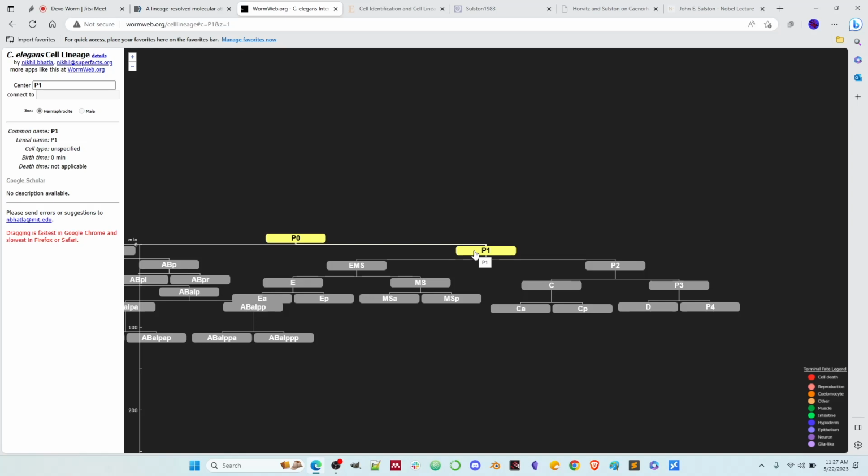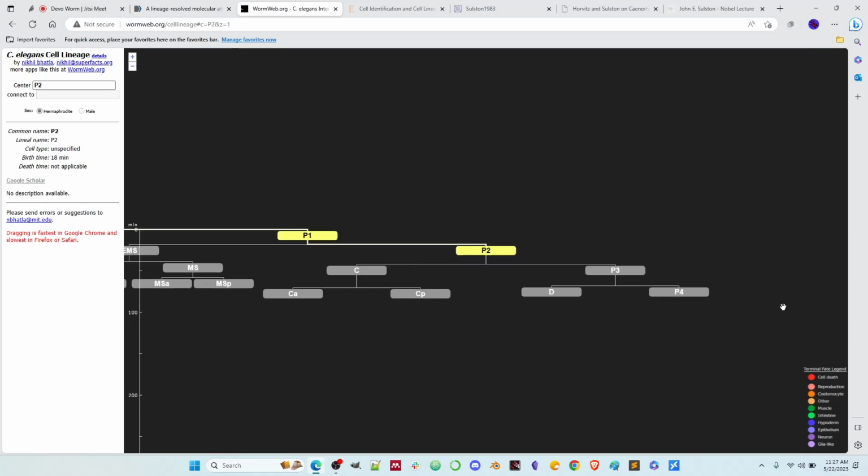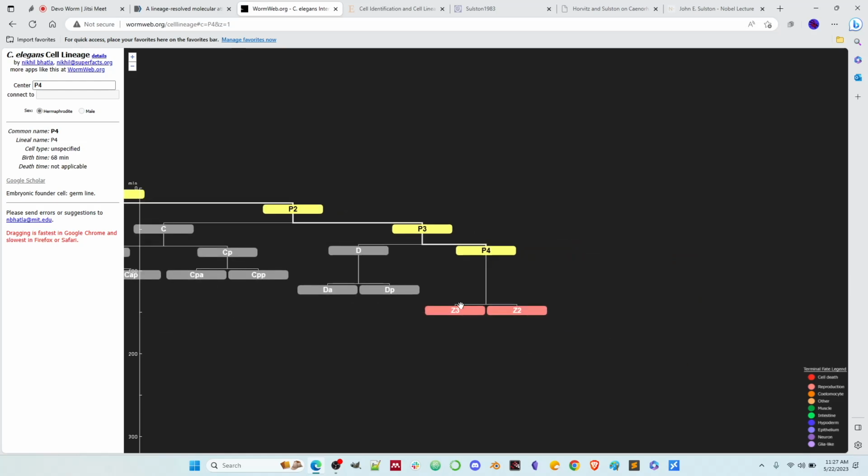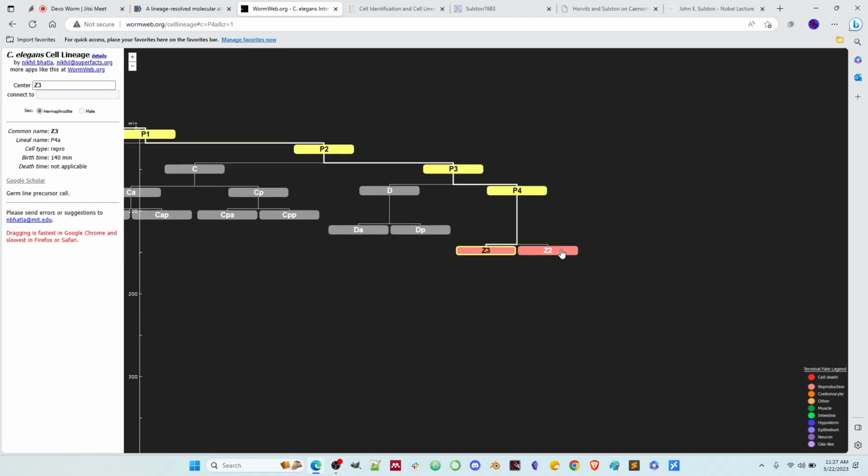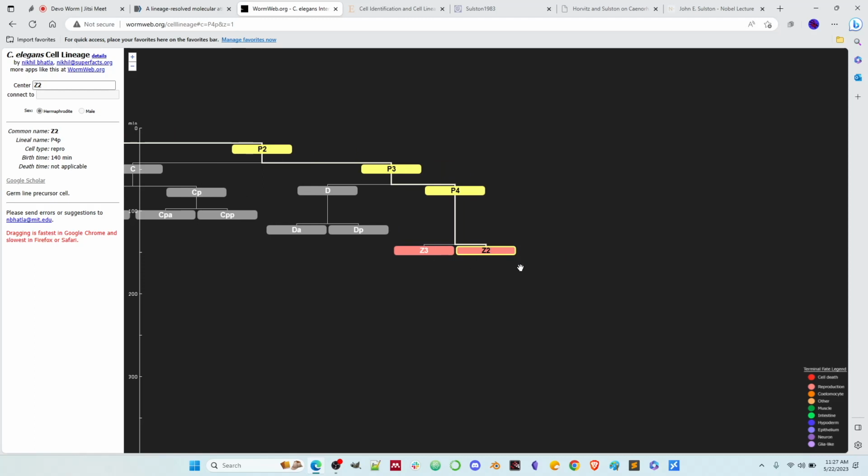Hermaphrodites can self-reproduce. They have both male and female sexual reproductive organs. But those are all part of what we call the germline, which are cells that are sequestered away early in development to protect them from mutations. So we have P1, P2, and then this P lineage, P4 goes out to the Z. And the Z lineage, or these Z divisions, are germ cells. They're not shown to divide here, but they keep producing germ cells, and so they produce the reproductive cells.